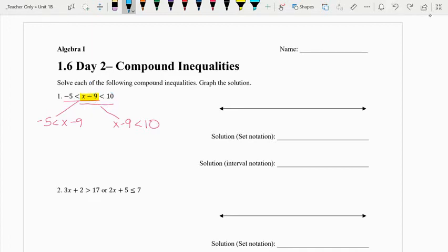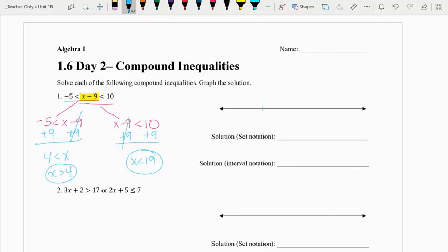So on both of these, we would add 9 to both sides. On the left, we would get 4 is less than x, which then we would need to flip around: x is greater than 4. On the right, when you add 9, you get x is less than 19.